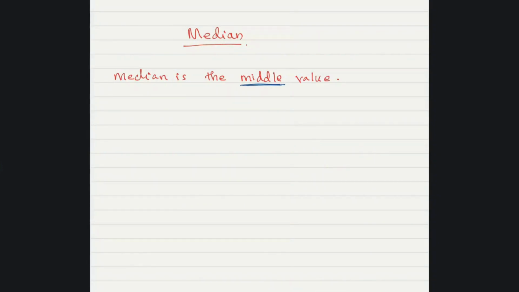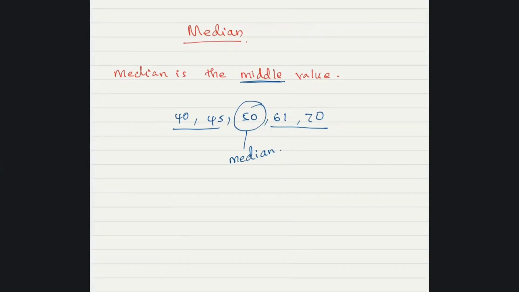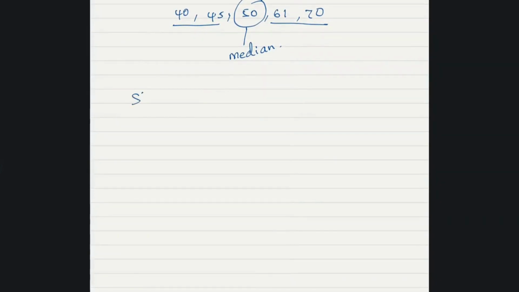Next, let's talk about median. Median is the middle value of any data set. For example, if I have 40, 45, 50, 61 and 70, the total is 5 numbers and the middle value is the third one, 50. So 50 is the median.